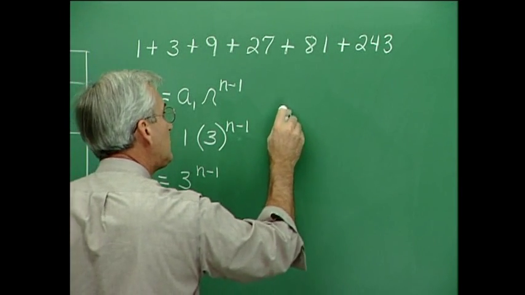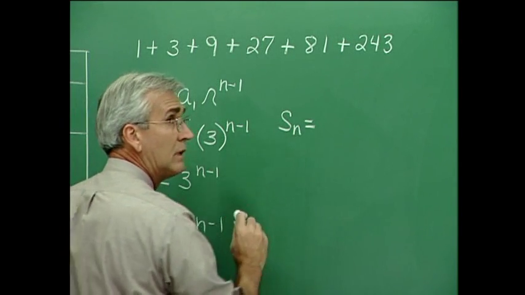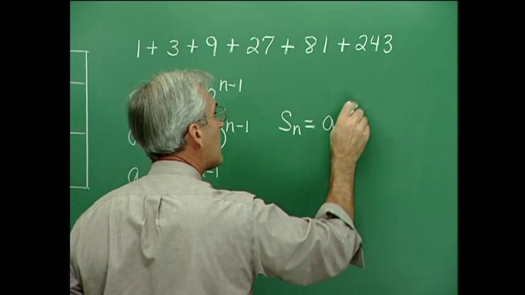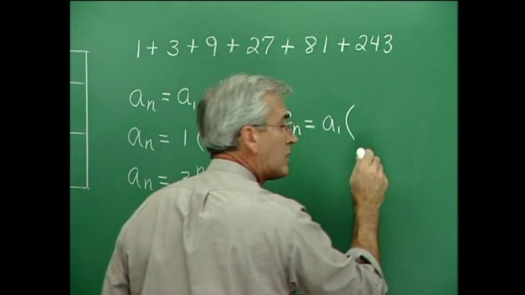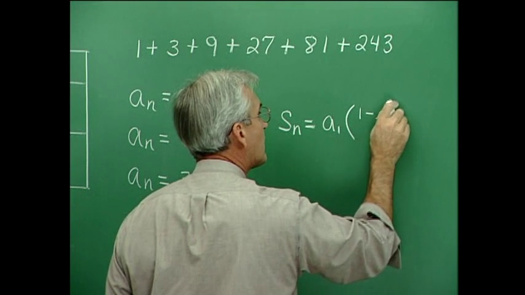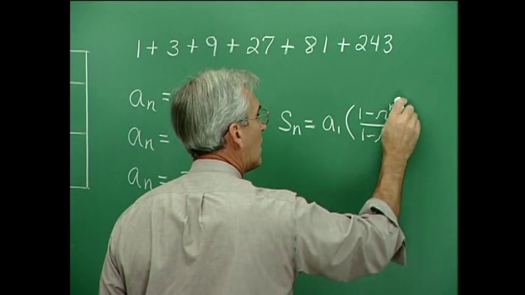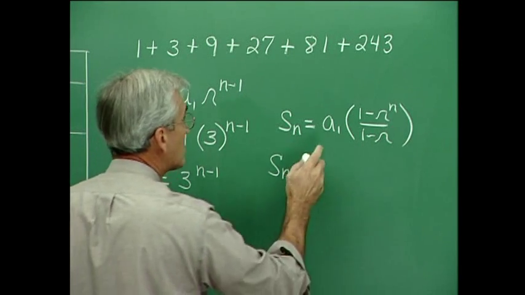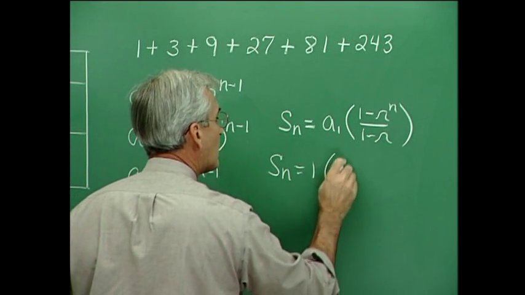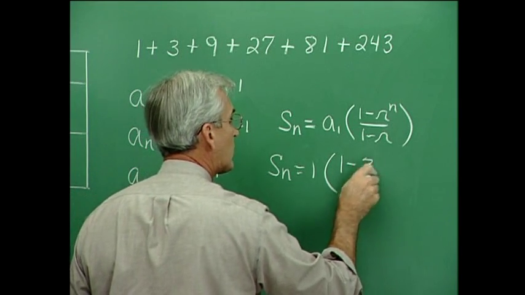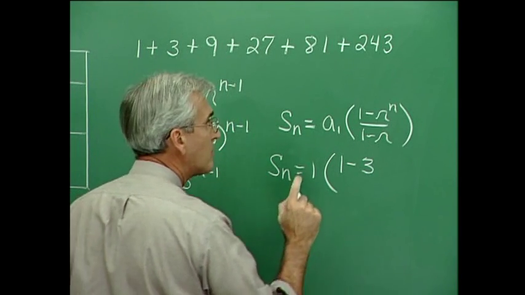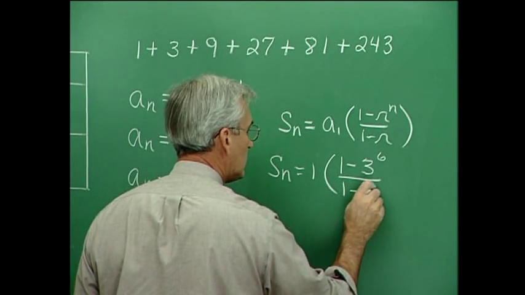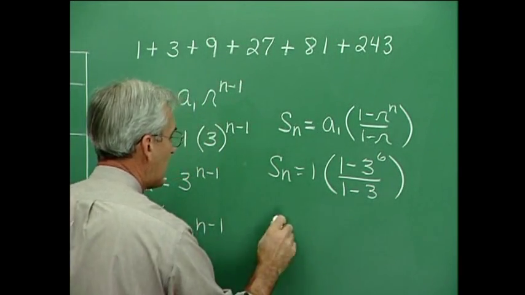So the sum of n items in a geometric sequence is the first item times this strange looking fraction, 1 minus r to the n over 1 minus r. You see, and now we just identify the elements that we need and go about our business. A sub 1 is 1, and then 1 minus, common ratio is 3, to the n. The number of items being added here was 6. 1 minus 3, and away we go.